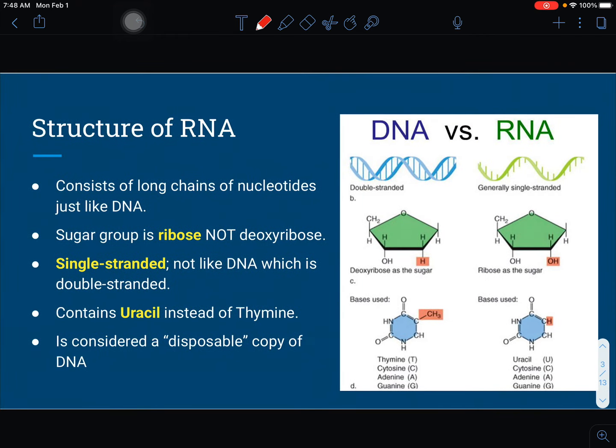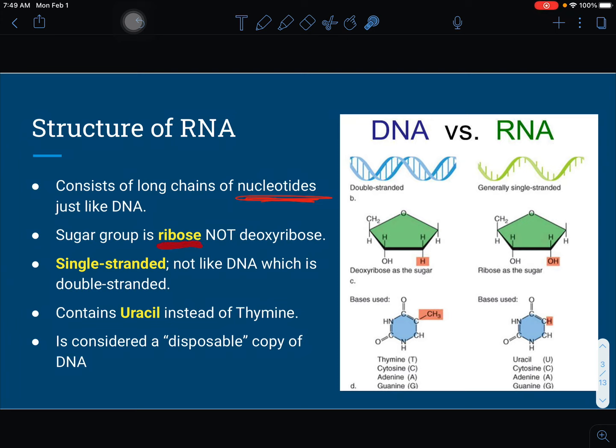So here we go. DNA and RNA have some similarities for sure. They're both something that we refer to as nucleic acids, but there are some definite differences. When we talk about RNA, it's still long chains of nucleotides, because RNA is a nucleic acid, so it's made up of nucleotides just like DNA is. DNA stands for deoxyribonucleic acid, where RNA stands for ribonucleic acid.